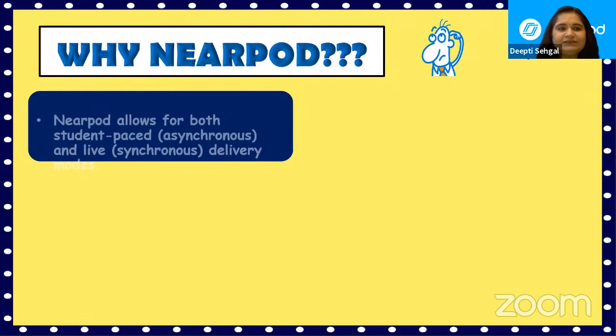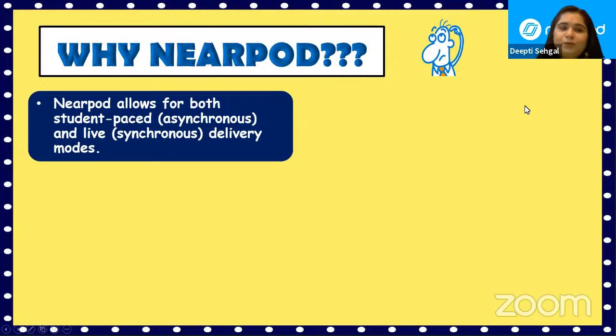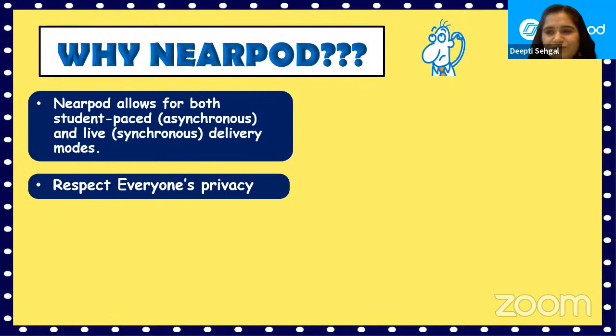The very first reason is Nearpod allows for both student-based and live delivery modes. So it is compatible for both asynchronous and synchronous classes. It respects everyone's privacy, so students do not feel bad. If some students are shy or very introverted, they do not want to share or give any answer in front of anyone. So Nearpod respects everyone's privacy. Even the shy students feel like sharing whatever they want to share.